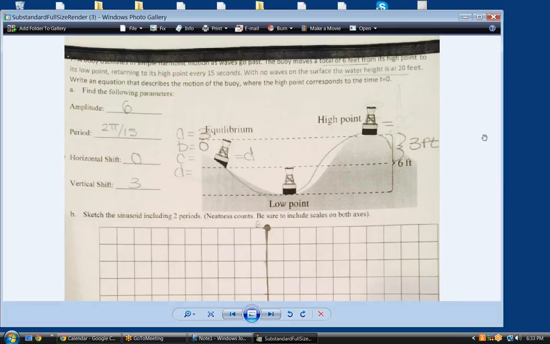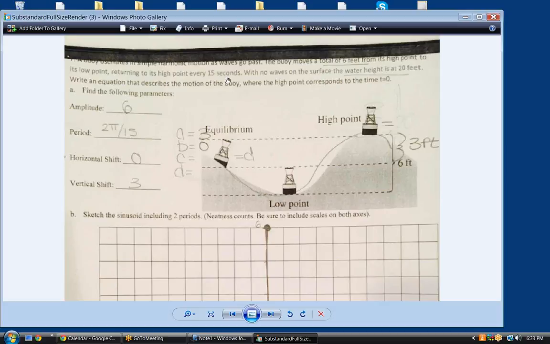Let's start from the top. The buoy moves a total of 6 feet from its high point to its low point, which makes A what? 6. No. You take the high point minus the low point and divide by 2. So 6 minus 0 divided by 2 is 3. So you got an A of 3. Remember, A is your amplitude. Okay, so I was right. This 3 is correct, but this needs to say 3. Okay. Let's see what else it says here.